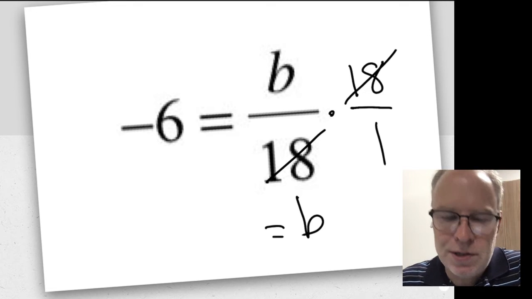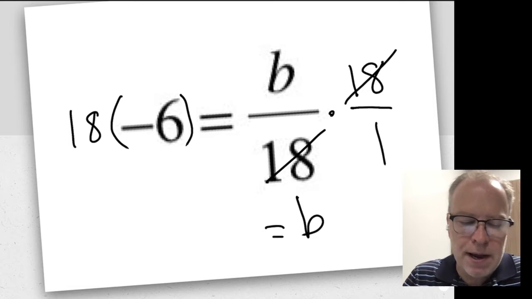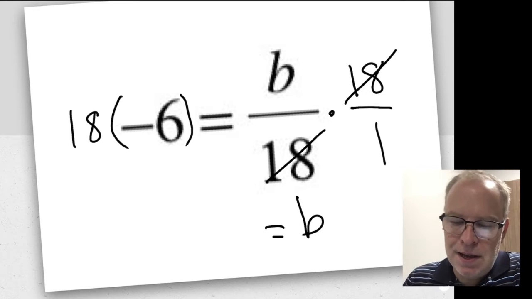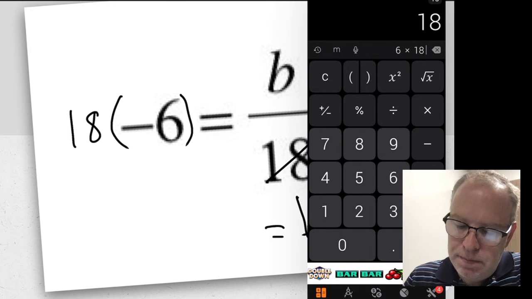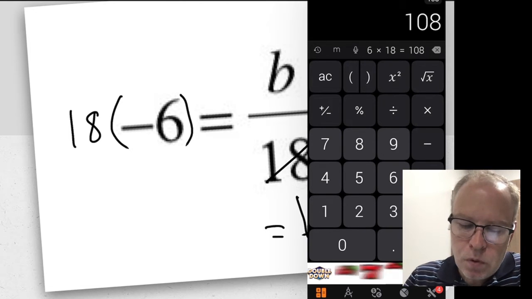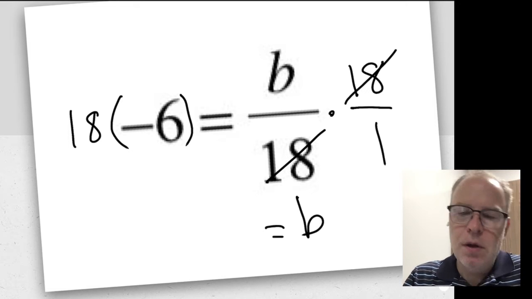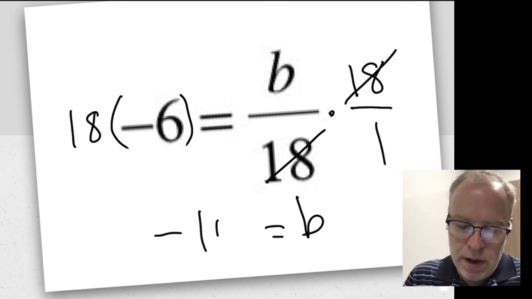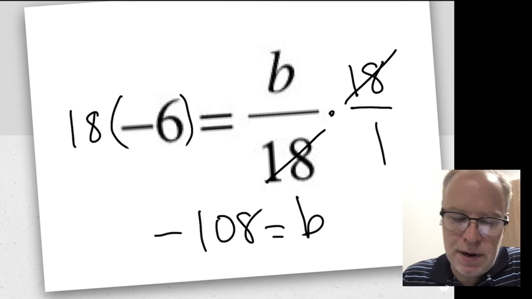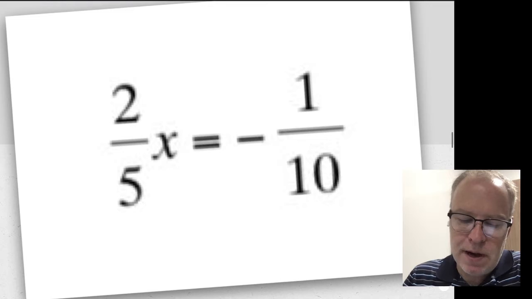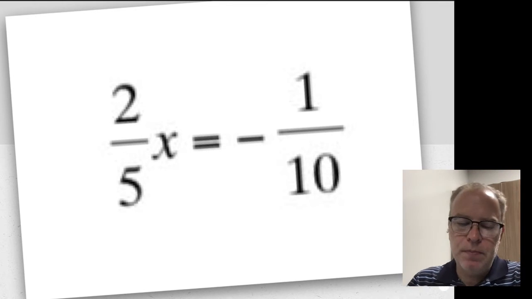Now whatever you do to one side, you have to do to the other side, so we have to multiply by 18 on the other side. So 6 times 18 equals 108. So negative 108 is the answer, because a negative times a positive is a negative. Pretty easy, right? Don't freak out when you see a fraction. So again, let me repeat that. Don't freak out when you see a fraction.